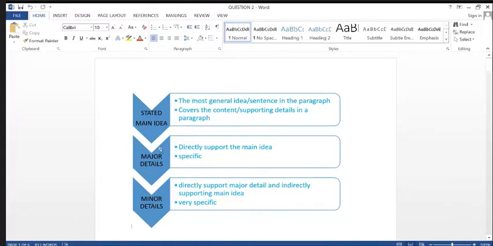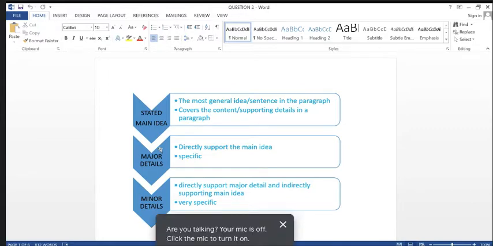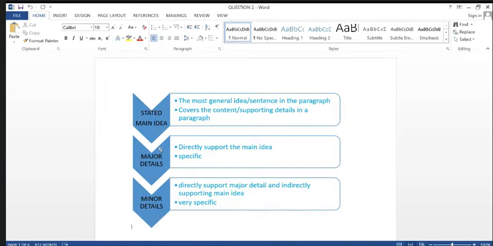So, stated main idea. You know the concept of main idea by now. Main idea is general in characteristic and covers the whole idea in the paragraph. When you call it a stated main idea, you imagine a paragraph. If it has 6 sentences, one of the sentences is the sentence of the stated main idea. So you just copy and paste.